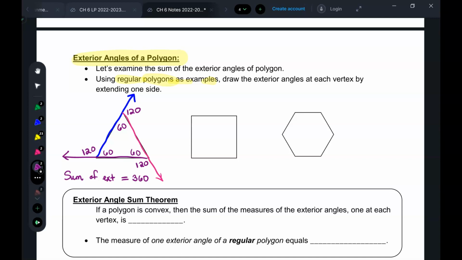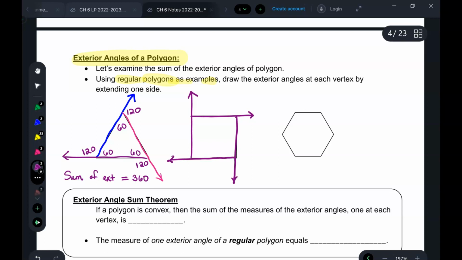Let's take a look at a regular quadrilateral. Is it always 360? Okay, so let's do a square. I'll extend this side, this side. And what do we know about squares? All the interior angles are 90, so all the exterior angles are 90.